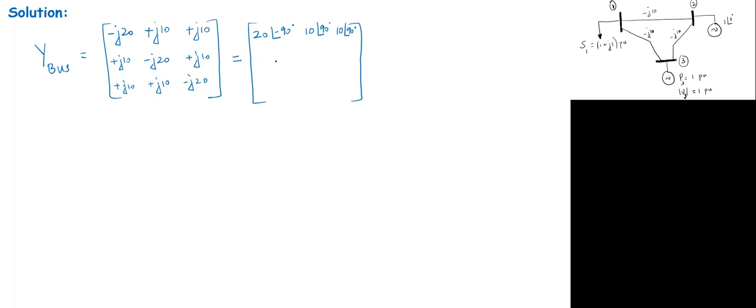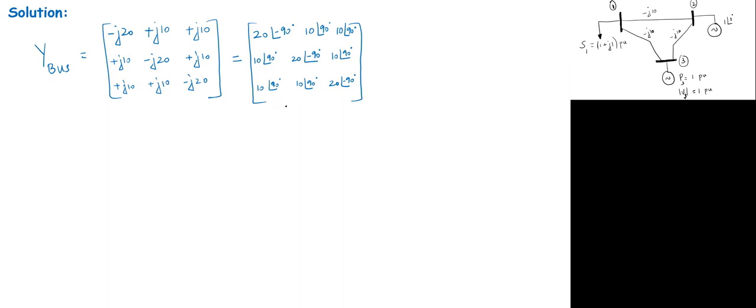Likewise, I can form all the rows and I'm going to represent that here. So once again, it is only the diagonal elements that will have a negative 90 degree angle. Off diagonal elements will all have positive 90 degree angle. Okay. So this is the Y bus represented in polar form.